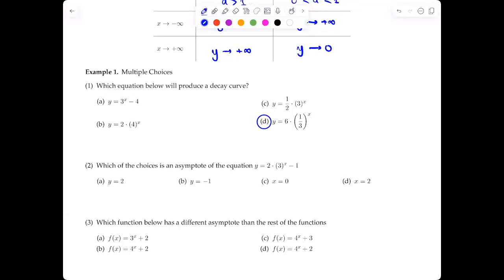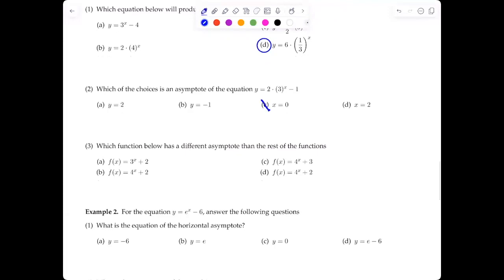Now, any questions on number 1? For number 2, they ask you which of the choices is an asymptote of the equation y equals 2 times 3 to the x minus 1. Now remember, there is no vertical asymptote for an exponential function. So automatically you can ignore C and D. You with me on that? Okay, because there's no vertical asymptote.